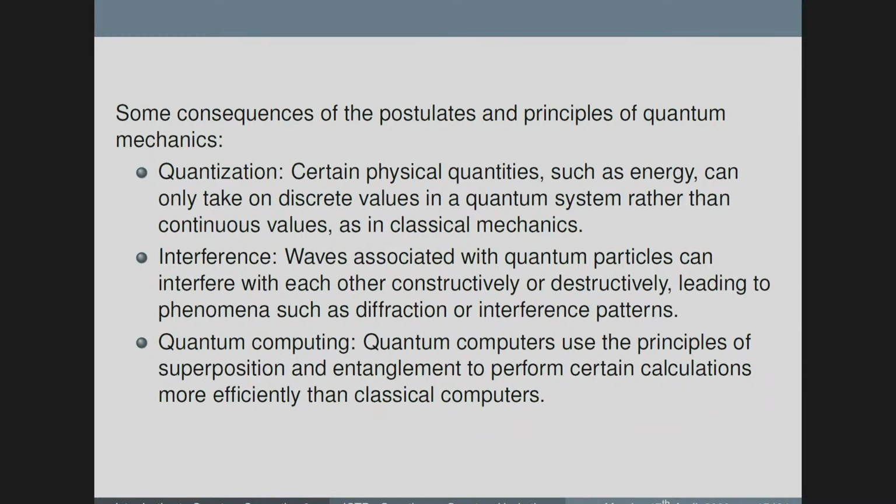Then obviously, as consequences of these postulates and principles, you have quantization. Certain physical properties have discrete energy levels. That is not obvious from classical mechanics, where you have rather continuous values; your function is continuous in classical mechanics, for example. Then you have interference, which we already talked about today a little bit: quantum particles can interfere with each other constructively and destructively, and that's important too for quantum computing. And yes, quantum computing is a consequence of these principles.